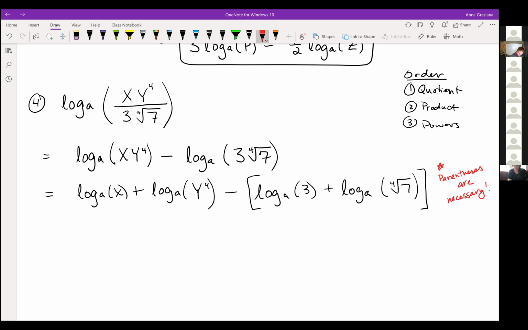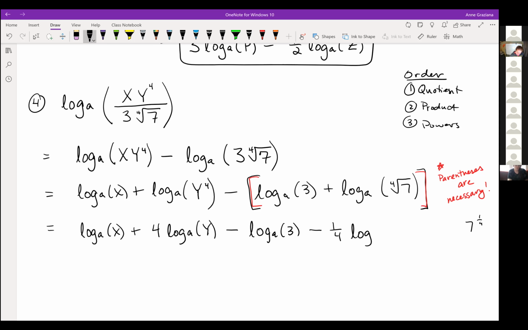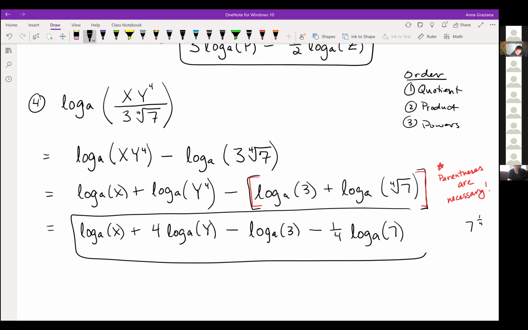Okay. All right, I've taken care of the quotient, the product. I have some powers here. So log base A of x, that can't change. That's all they can do. I can bring down this 4. So this is 4 times log base A of y minus, now I'm going to distribute this negative, log base A of 3. And this is going to be minus, now this is 7 to the 1/4. So it's going to be 1/4 log base A of 7. And that is my final answer.